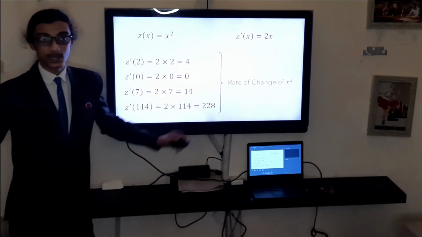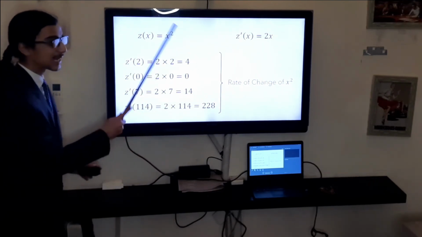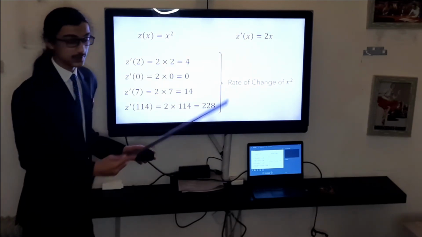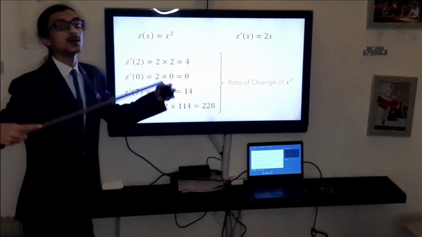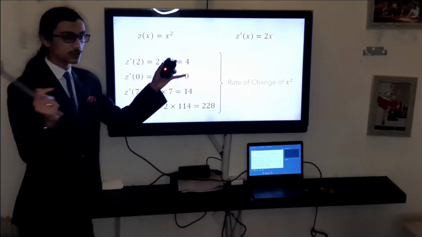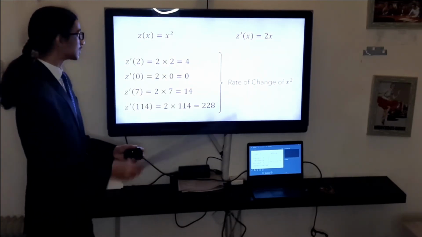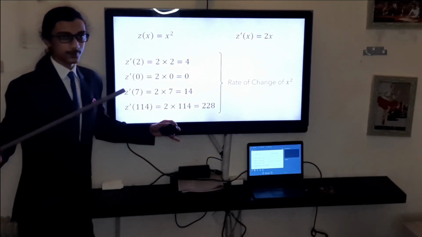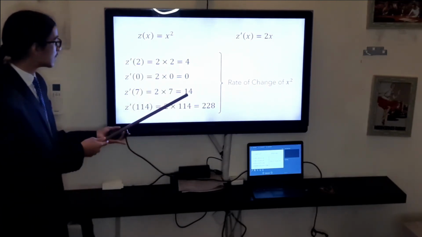One final example: if z of x is a function describing my distance, the distance a car travels, for example, then z prime of x will be a function describing the speed of the car. That's the final thing which should hopefully make this concept as clear as possible. If this is distance, that's the speed. Both functions. Okay, and that's all I really have for this lecture.